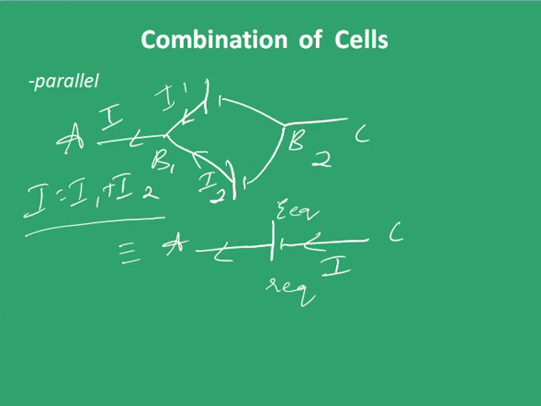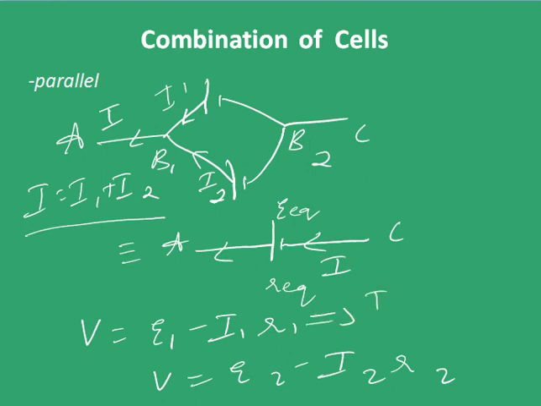Observe this. You know that I is equal to I1 plus I2. The potential difference between A and C, V, will be equal to E1 minus I1R1 from the formula of potential difference for a cell. And similarly for cell 2, it will be E2 minus I2R2. Hope you understood this. Now from this formula, I can write that I1 is equal to (V minus E1) by R1. Hope this is clear.